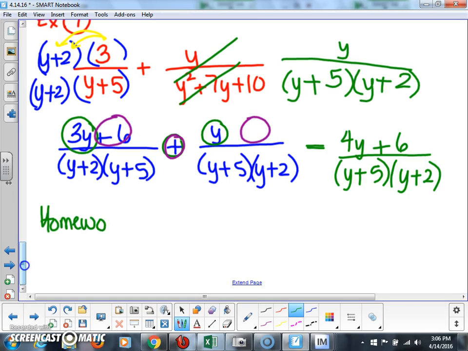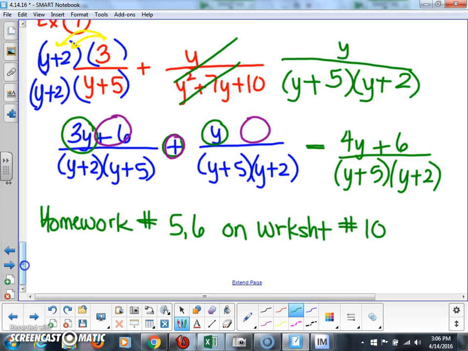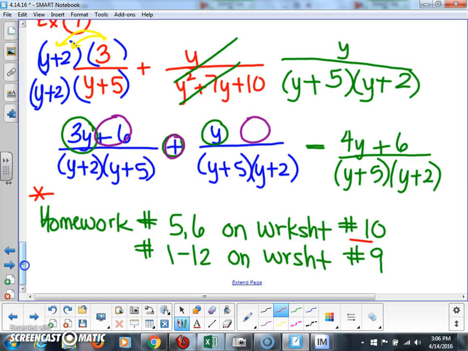Okay, your homework is to complete number 5 and number 6 on worksheet 10. And I want you to do number 1 through 12 on worksheet 9. And the cool thing about worksheet 9 is that all of them have the same denominators. So it's just a matter of adding the numerators and combining like terms. The homework on worksheet 10, use the notes above to help you. Okay, this is going to be due tomorrow. Or now if you can. Thank you.